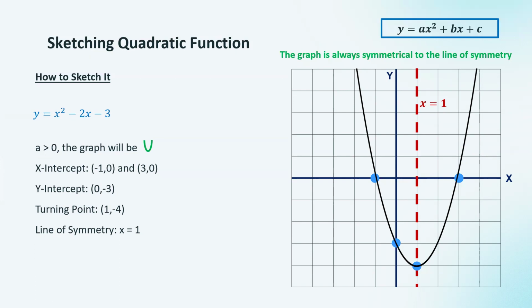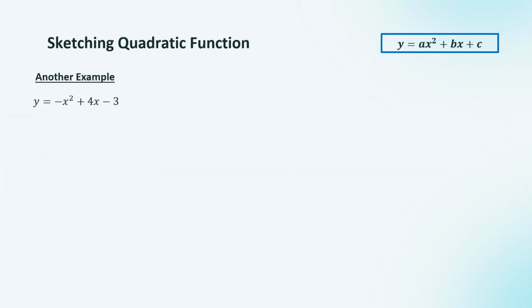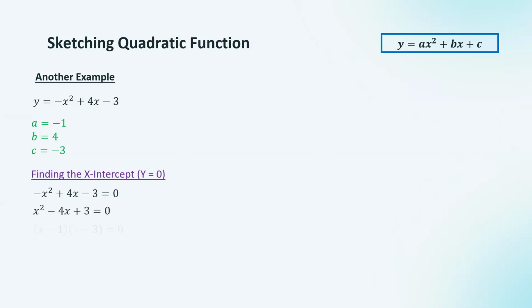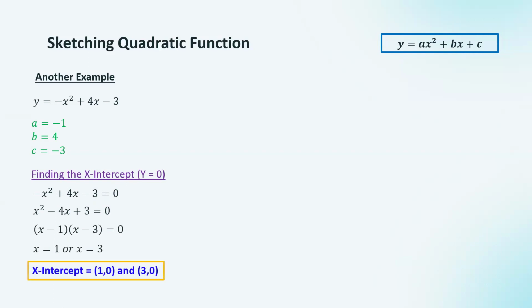If you're unsure about your work, you can always try to check it with online geometry resources like Desmos or GeoGebra. Now, let's try to take a look at another example. So again, the first step, we need to find the x-intercept. To find the x-intercept, it's basically finding the roots of the equation, and we got that the roots are 1 and 3. So the x-intercepts are (1, 0) and (3, 0).